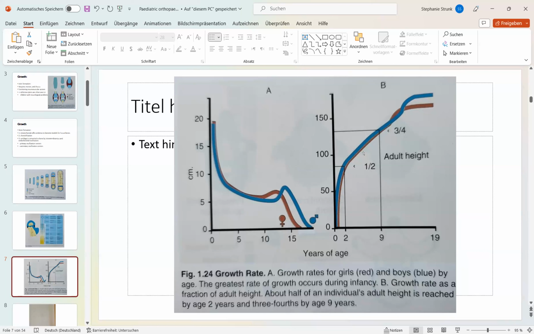So this is on another plot. This is the size in centimeters and the years of age. See? And sometime here they stop growing, at about 16 for girls, a little bit later for boys.